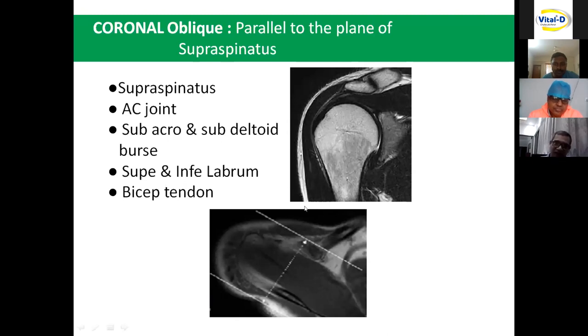Through this coronal oblique cut, we can see the supraspinatus tendon, the AC joint, the superior and inferior labrum, and this is the biceps tendon, and we can also see the subacromial and subdeltoid bursa. Always remember, this is coronal oblique, and this is the normal anatomy of the coronal oblique MRI of shoulder.